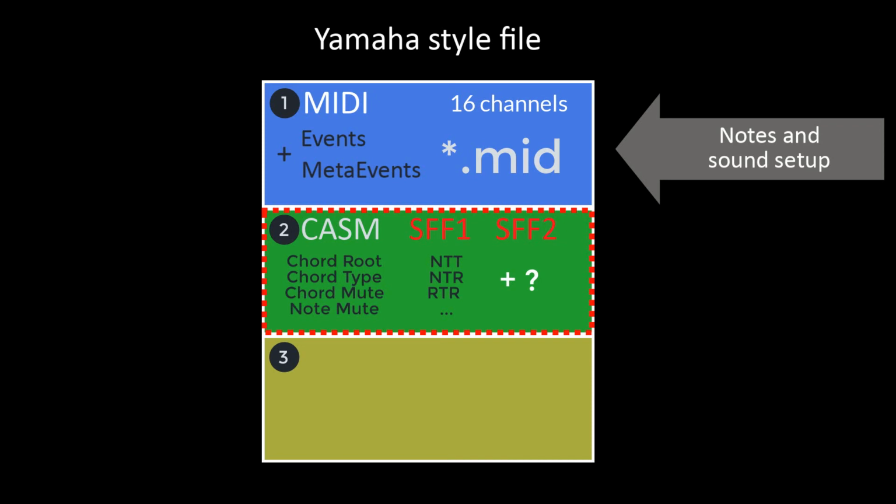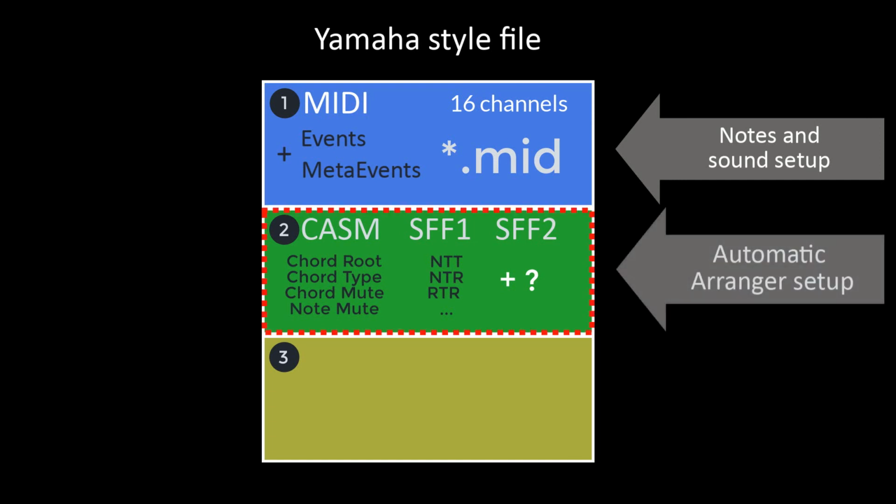To load an SFF2 style into an older synthesizer, you must manually convert it to SFF1 format using CasmEdit or a similar program before loading it into the synthesizer. You can use CasmEdit to find out which format is supported by your particular synthesizer, old or new. Or you can search online for everything about your model. In general, the second part of the Casm style is very important, and the quality style necessarily contains this part.